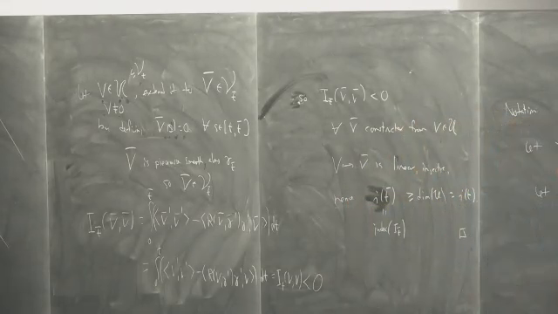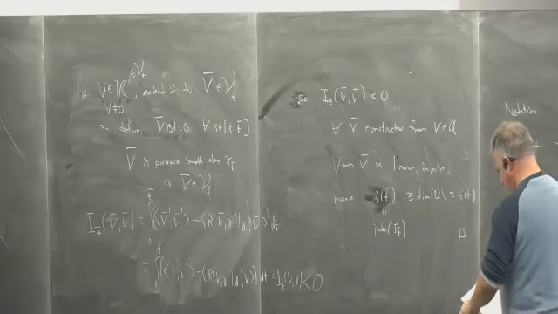This function is integer valued, non-negative integer valued. It starts out, at least for some positive amount of time, being identically 0, and it's non-decreasing.